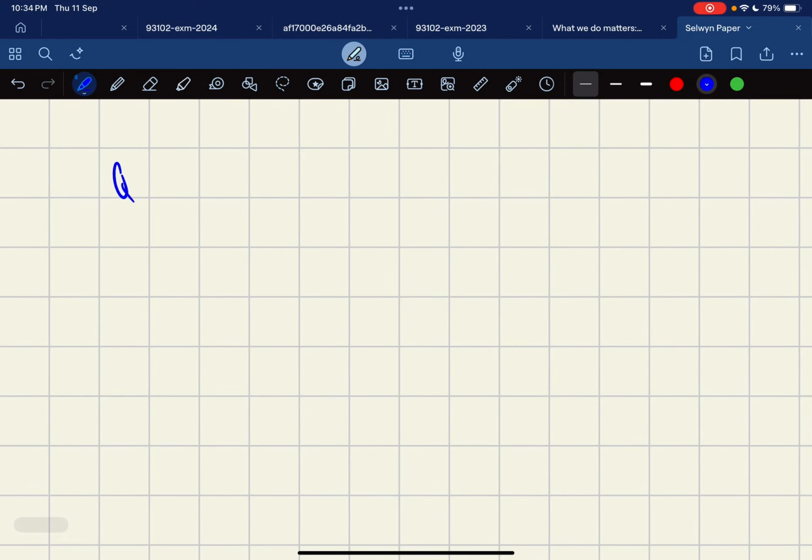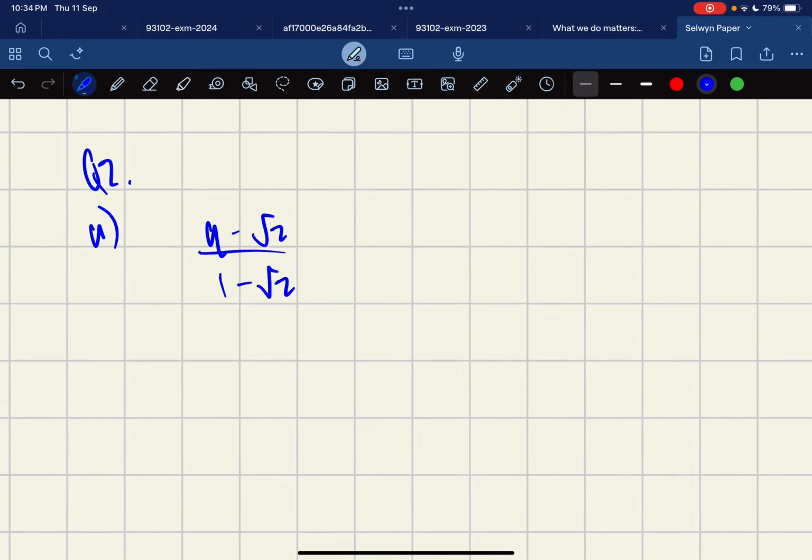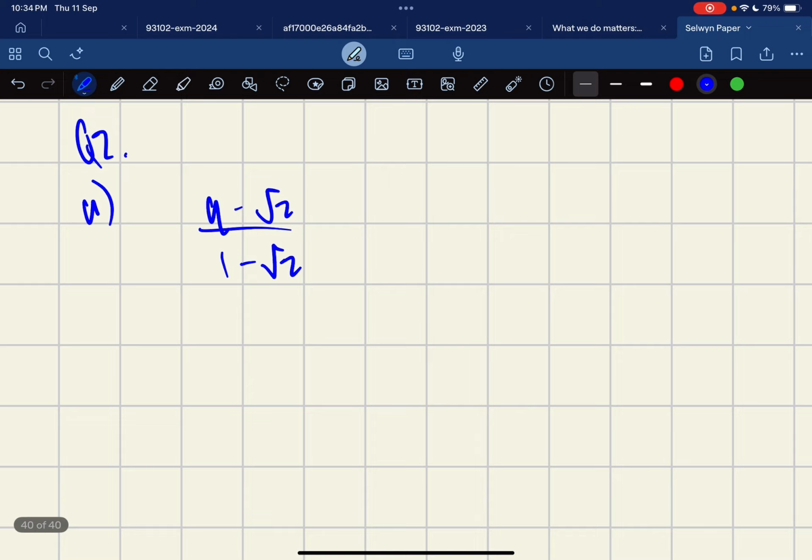Okay, on to question 2. Part A. Write (3 minus root 2) over (1 minus root 2) in the form of a plus bq, leaving surds in your answer. Okay, so this one you need to rationalize the denominator, so you need to multiply by the conjugate. So 1 plus root 2, on the top and bottom.